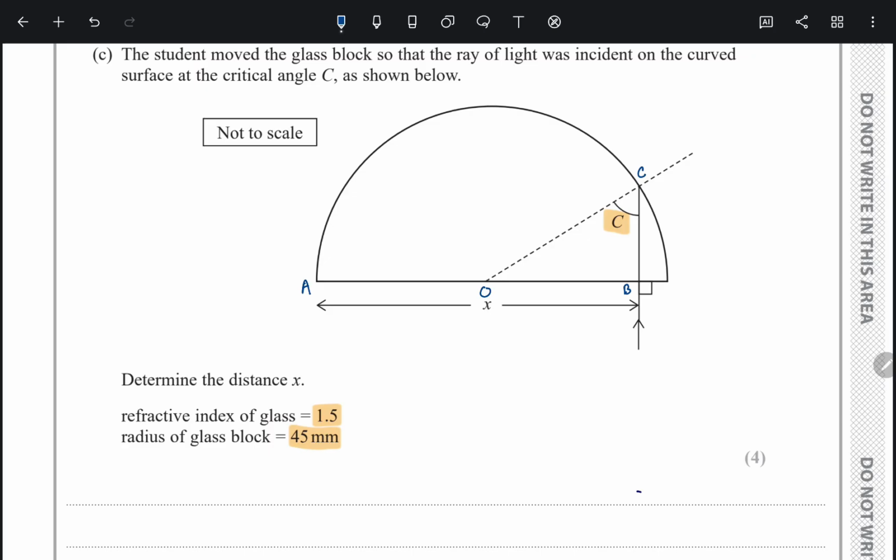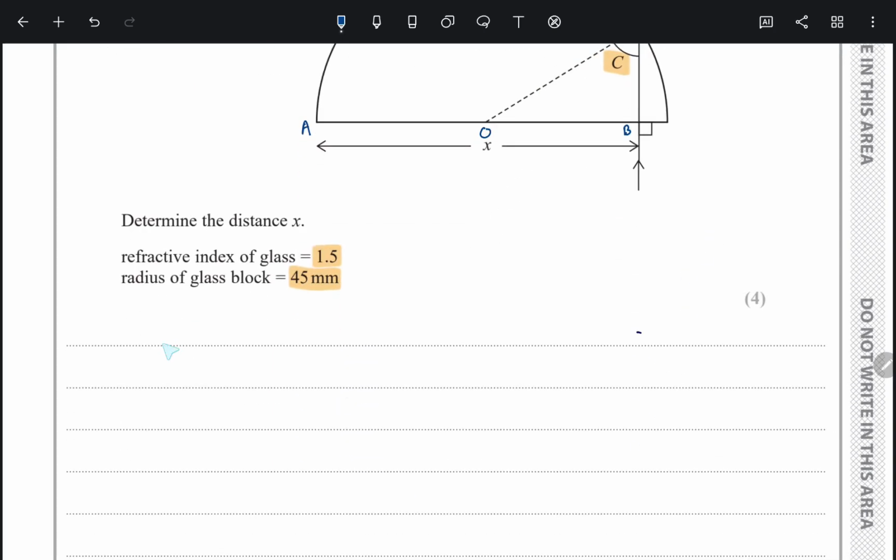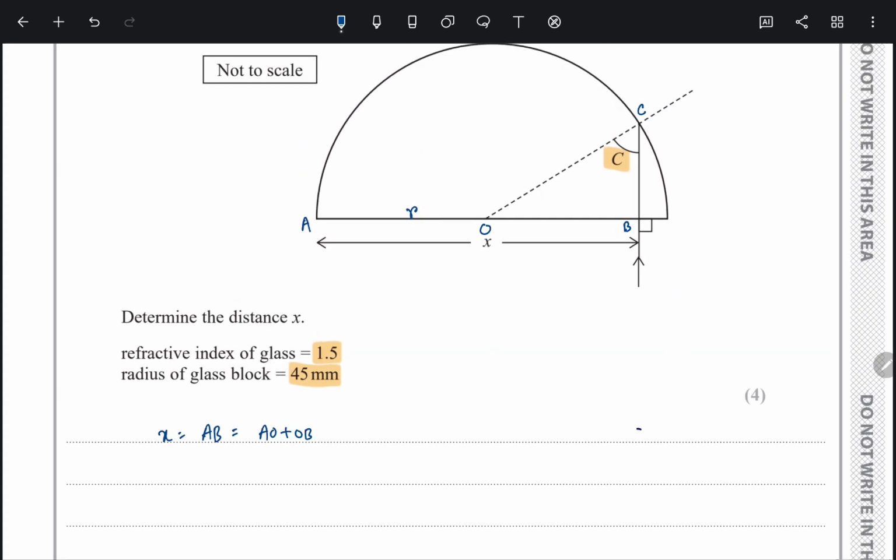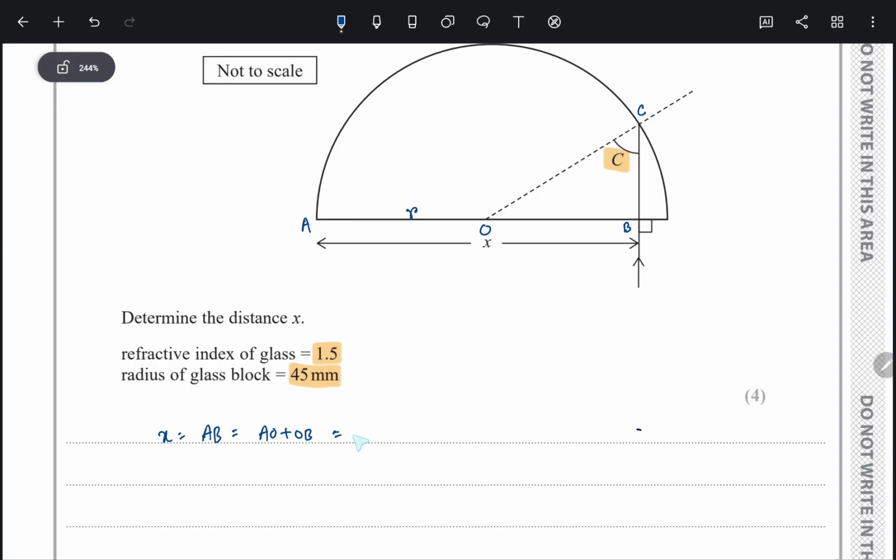So we have to find AB. We have to find the length AB. Distance x is just AB. That's AO plus OB. AO is the radius of the semicircular glass block. So that's going to be the radius plus OB. Now we have to find OB. The line OC is also the radius of the glass block. So that's going to be R. And OB is our length to find.